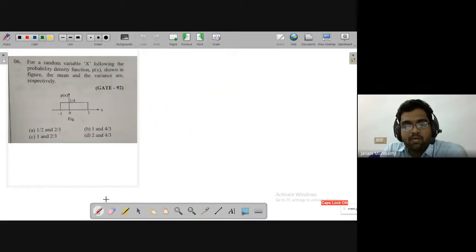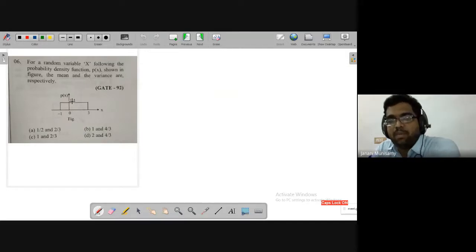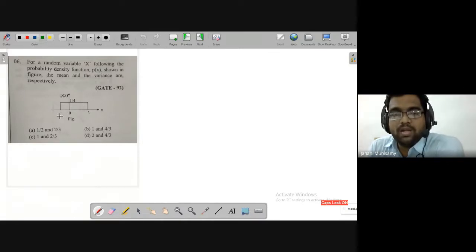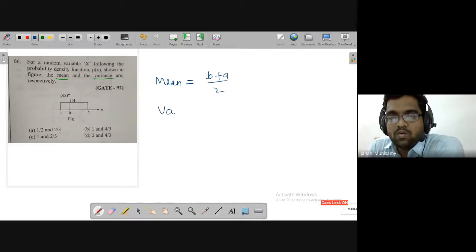For a random variable x having the following probability density function, the limit goes from -1 to +3, so totally the range is 4, so definitely 1 by 4 will be on the y-axis. Now we have to calculate mean and variance. Already the standard formula is there. For uniform distribution, mean is (b plus a) by 2. Variance is (b minus a) whole square divided by 12. So what is the final answer?